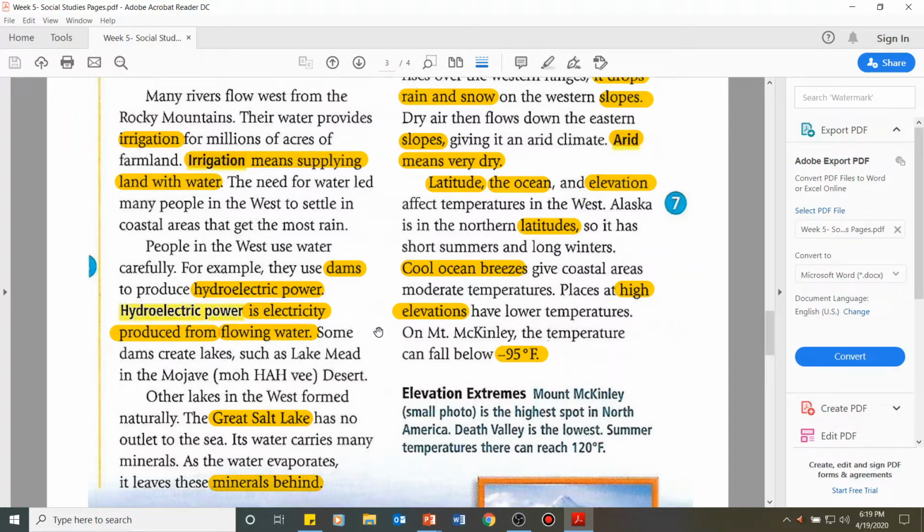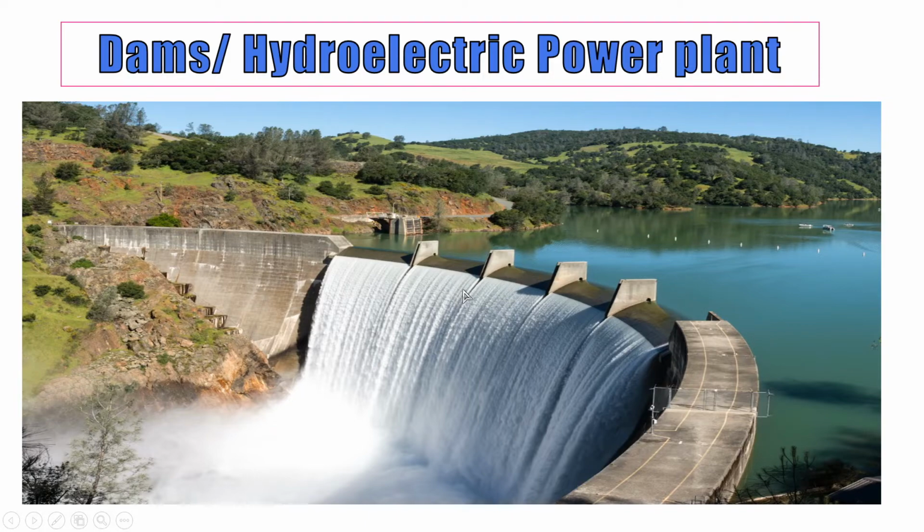So I'm going to show you some explanations here. I'm going to explain to you what dams and hydroelectric power plants are. We've discussed before that dams are a blockade of water from a higher place to a lower place, and they use this for producing electricity. So how do they produce electricity in a hydroelectric power plant? I've discussed it before, and I'm going to show it to you again.